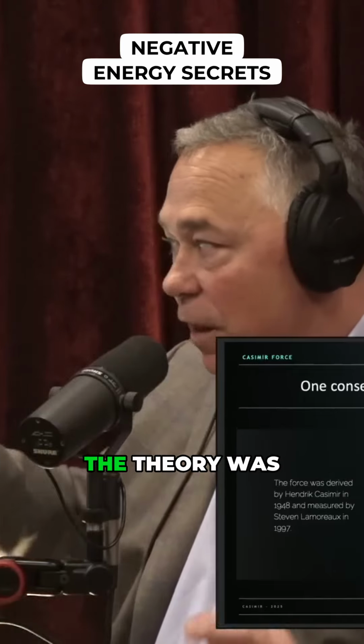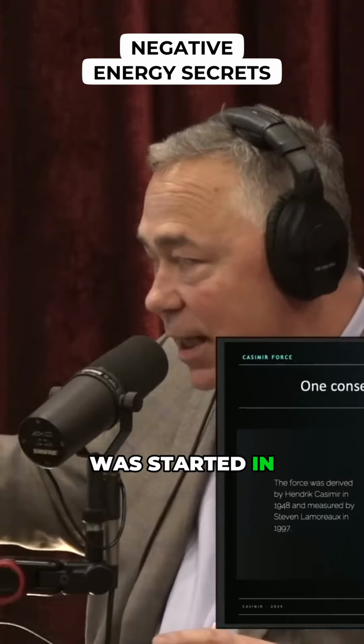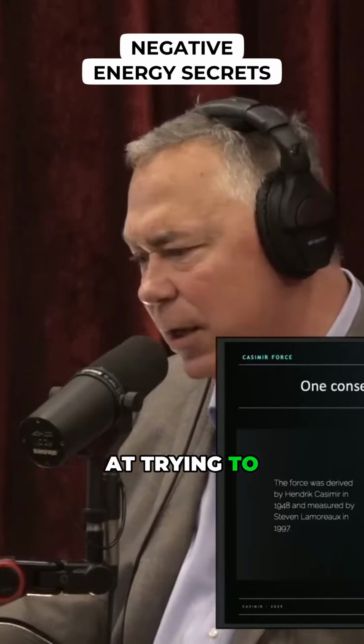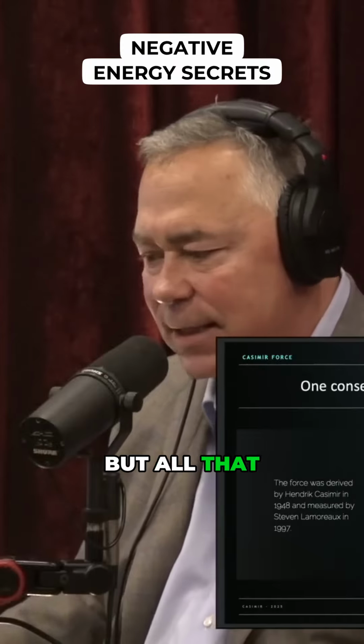So, the theory was worked out in the late 40s. The experimental stuff was started in the 90s, and then there's been a bunch of work since then. And I think they're even looking at trying to use the Casimir force in MEMS devices. But what is the MEMS?